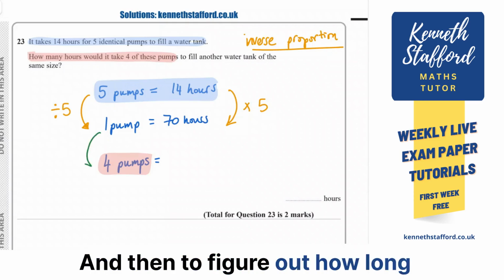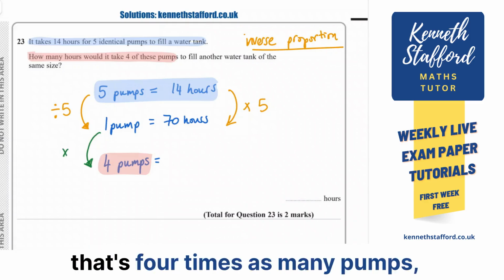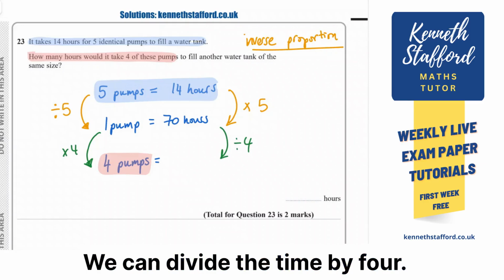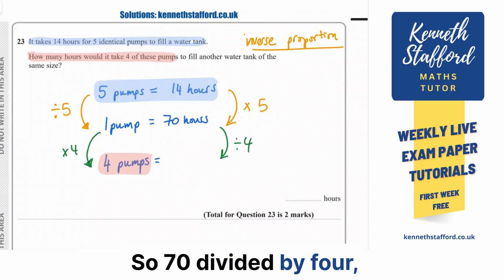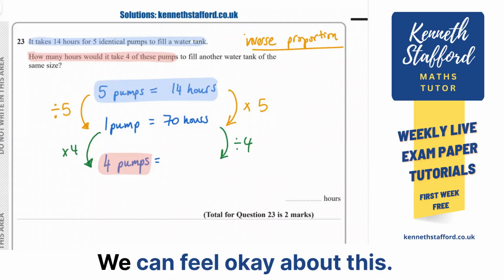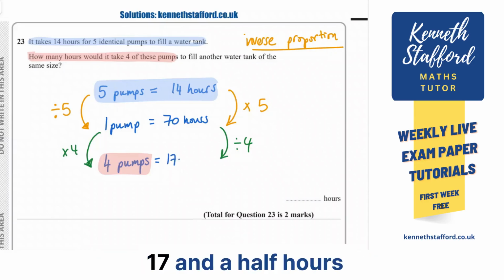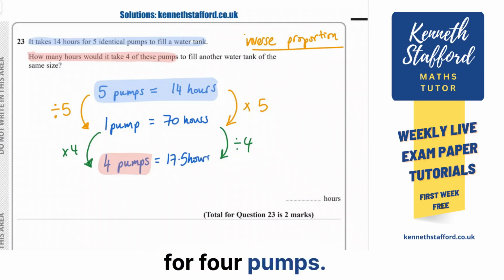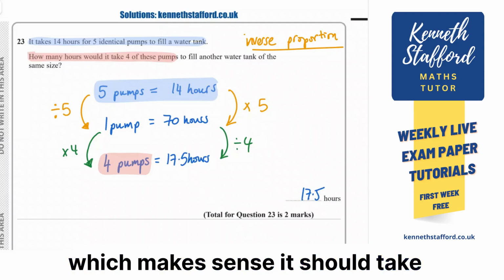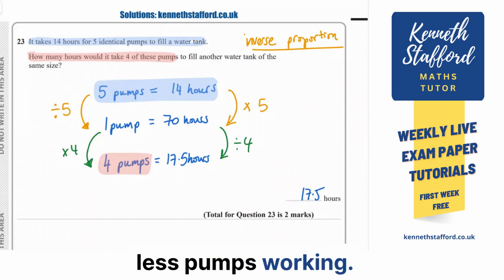And then to figure out how long 4 pumps will take, well, that's 4 times as many pumps. So it's going to be 4 times quicker. We can divide the time by 4. So 70 divided by 4, we get a decimal, but it's not a horrible decimal. We can feel okay about this. 17.5 hours for 4 pumps. So a bit longer than 5 pumps, which makes sense. It should take a little bit longer if there's less pumps working.